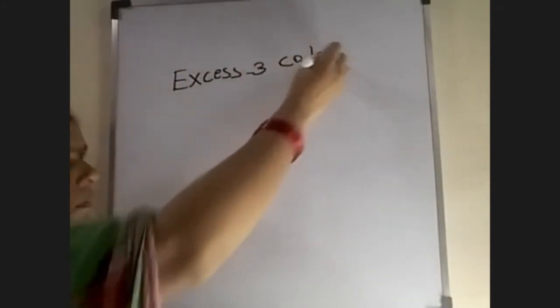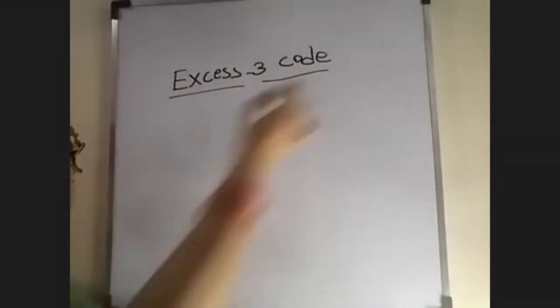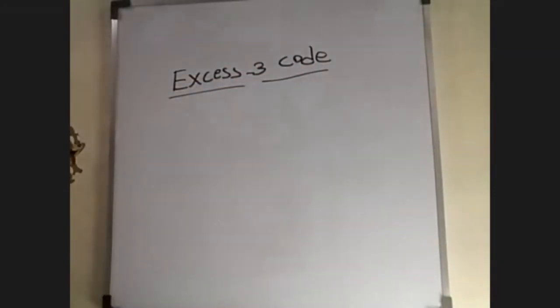So the next concept is XS3 code. So what is an XS3 code? XS3 code is nothing but a modified form of BCD code.